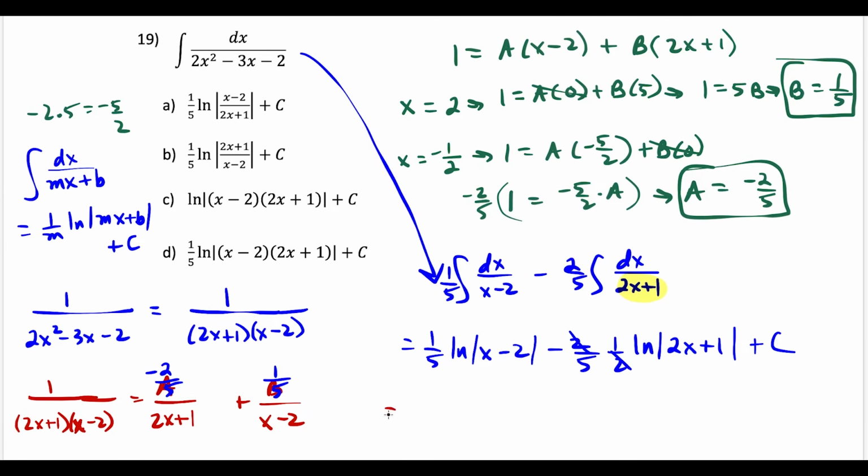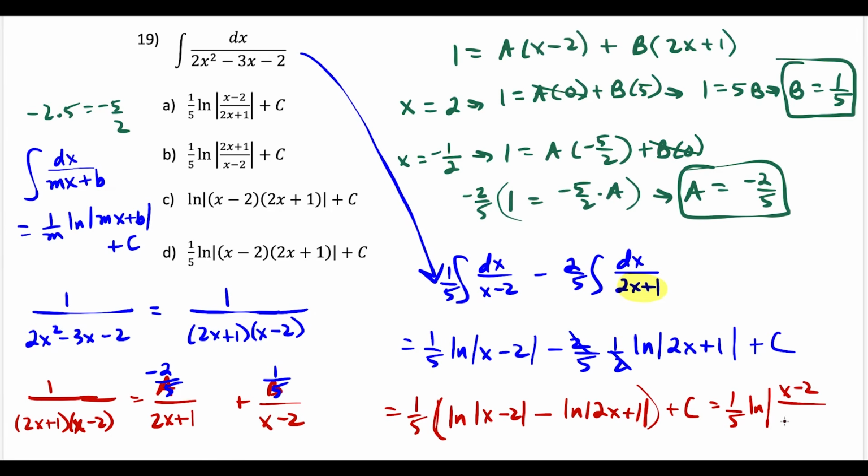So now I could write this as 1/5. And then on the inside, I'm going to put parentheses. We have natural log absolute value x minus 2 minus natural log absolute value 2x plus 1. And then we could throw on our plus c at the end. But now to combine this, this is going to be equal to 1/5. Subtraction of logs, and let's just throw in that last piece of the absolute value. But subtraction of logs, you could combine by division. So I have absolute value x minus 2 over 2x plus 1. I close my absolute value, and then I throw in my plus c. And this looks like it is matching up with choice A.